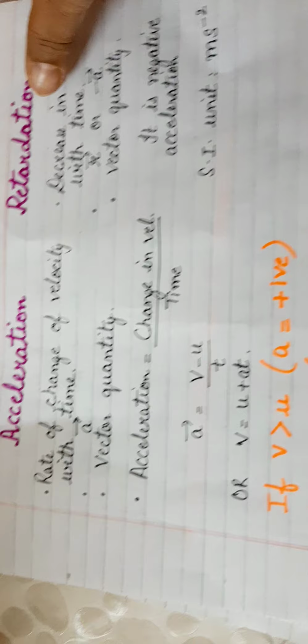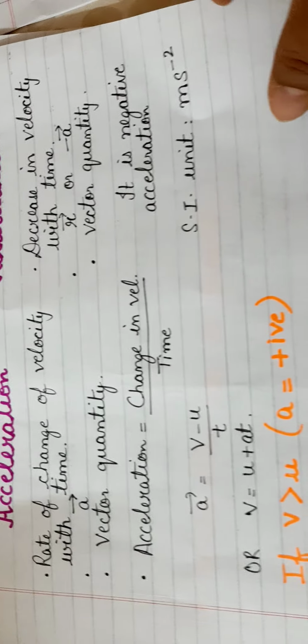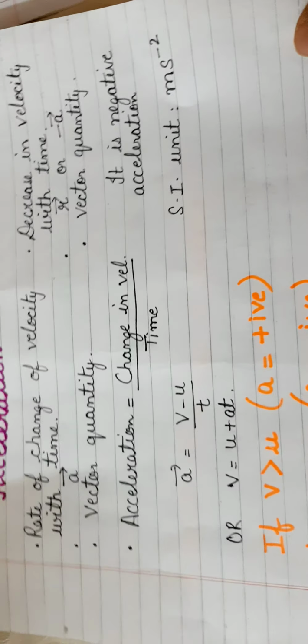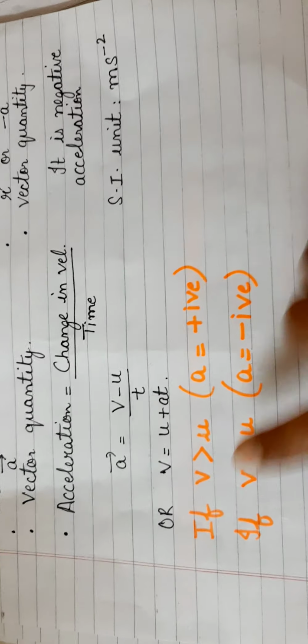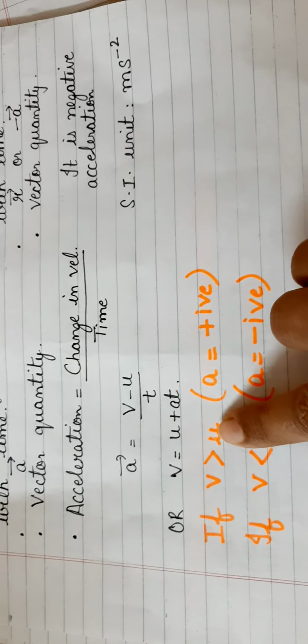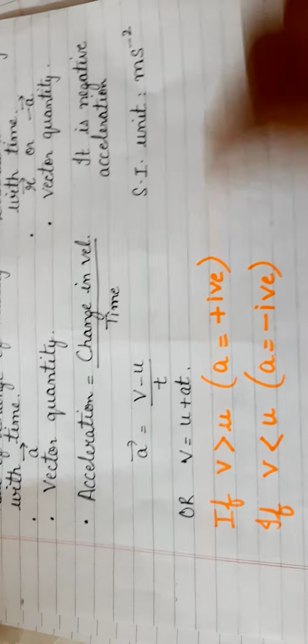So a quick recap of what we did today. First of all, I discussed acceleration and retardation with you, and I told you that acceleration is positive because the final velocity is greater than the initial velocity, and retardation is negative because the initial velocity is greater than the final velocity.